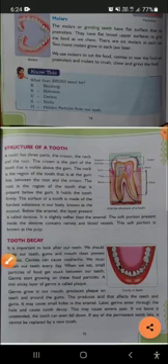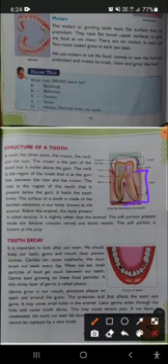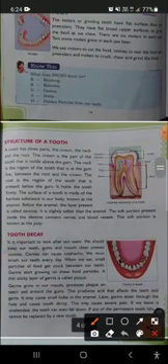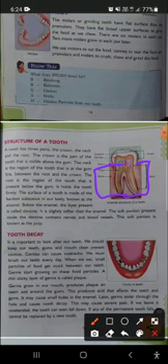The root is the region of a tooth that is present below the gum. So the root is the region that is placed below the gum. It holds the tooth firmly. The function of the root is to hold it firmly, which means to hold it strongly.